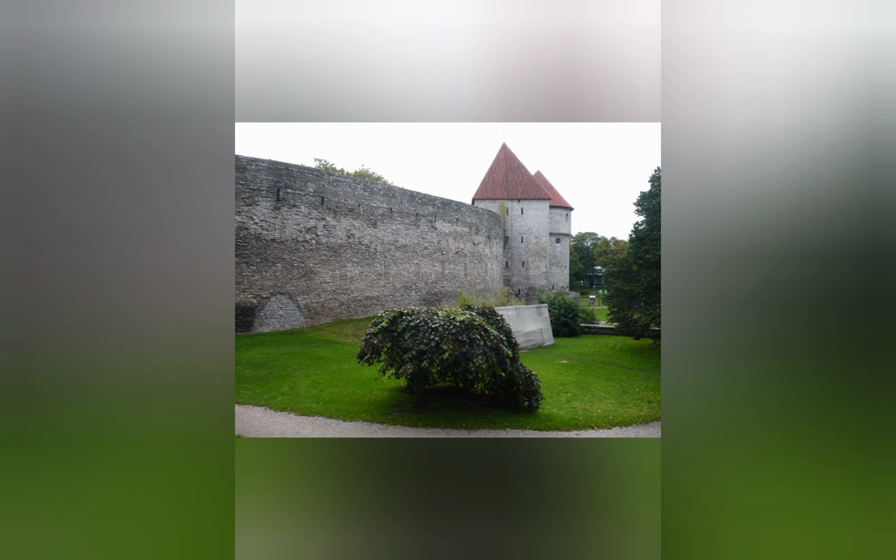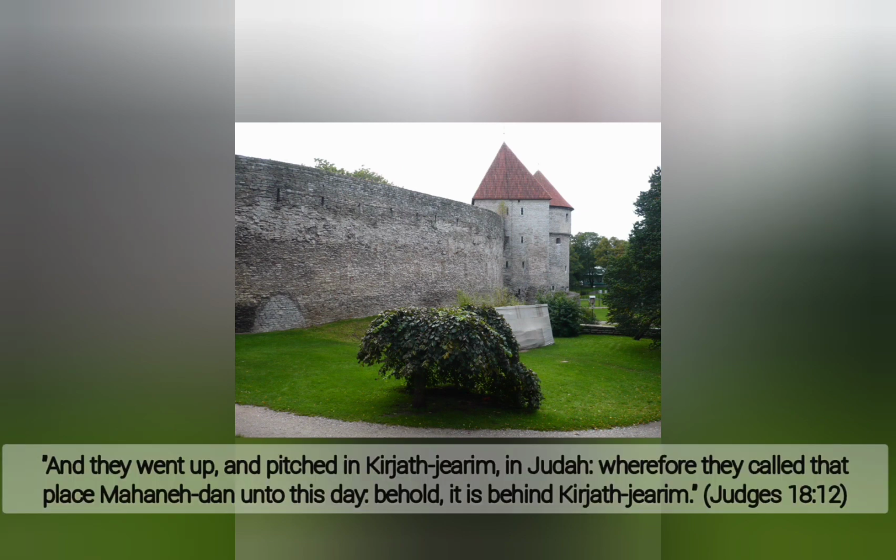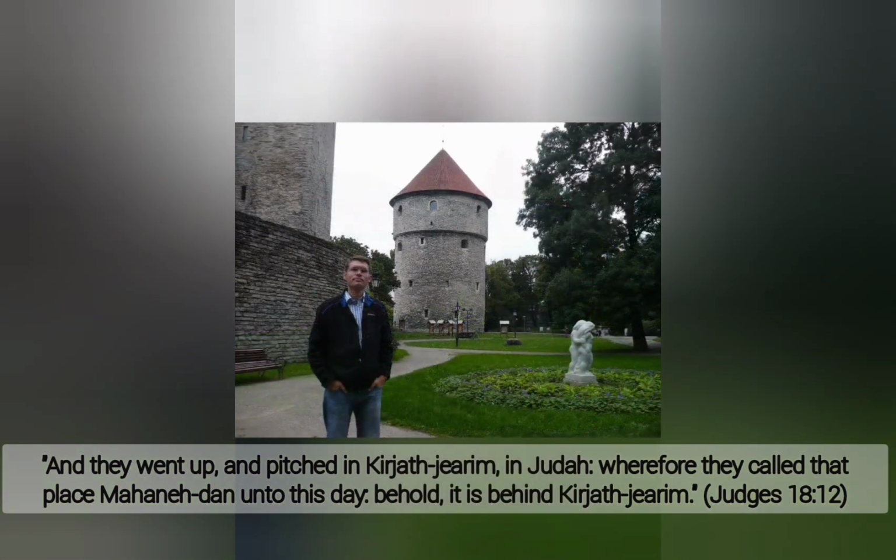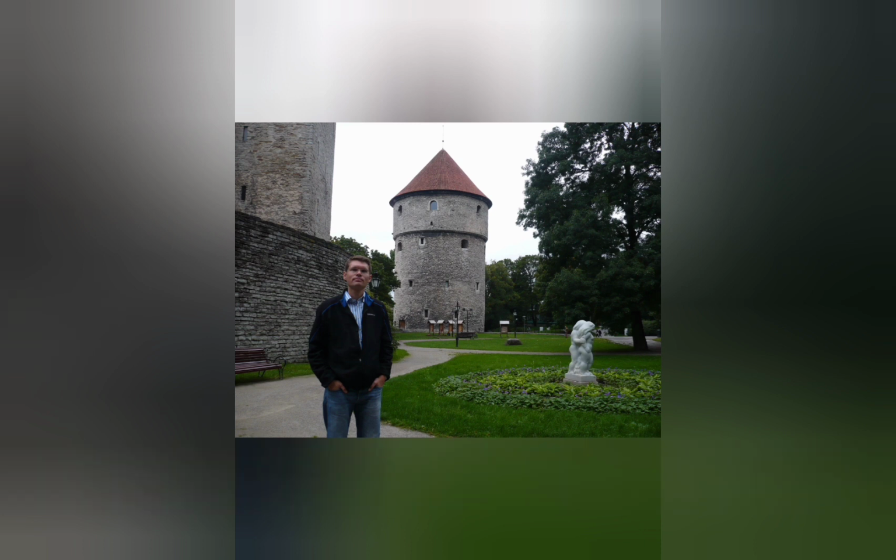And again we read in the book of Judges, quote, and they, that is 600 armed Danites, went up and pitched in Kiriath Jearim in Judah. Wherefore they called that place Mahane Dan unto this day. Behold, it is behind Kiriath Jearim. Unquote. Judges chapter 18, verse 12.